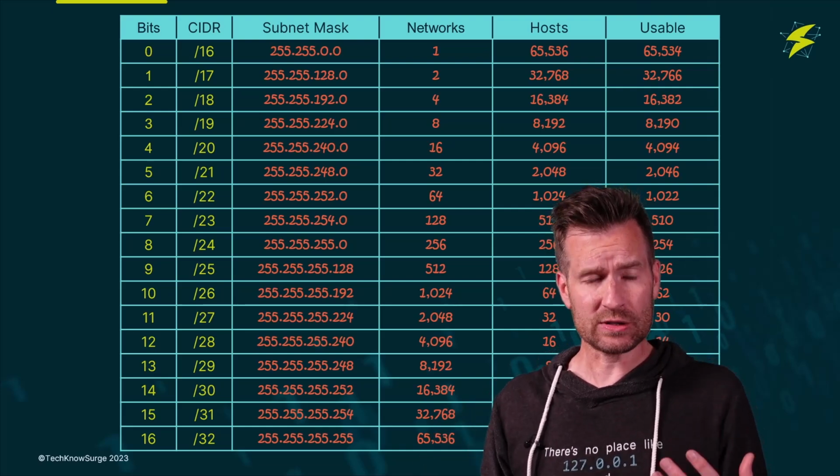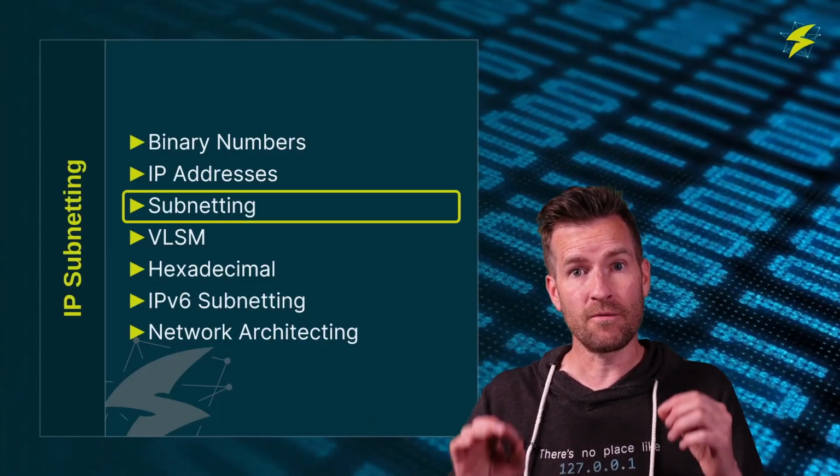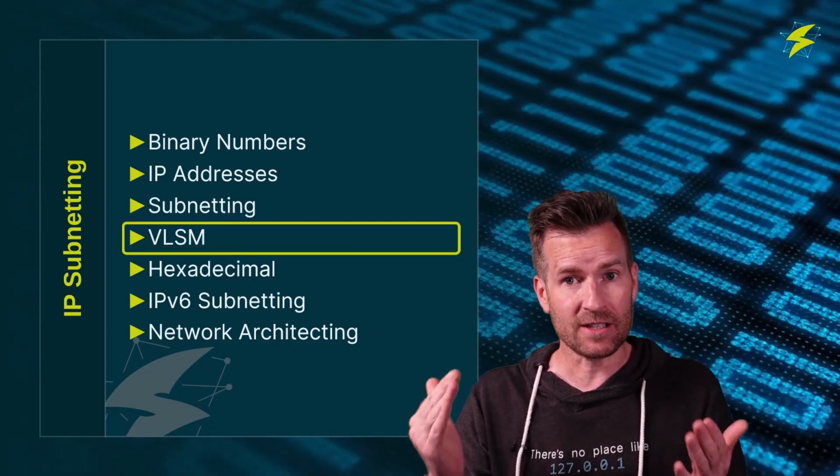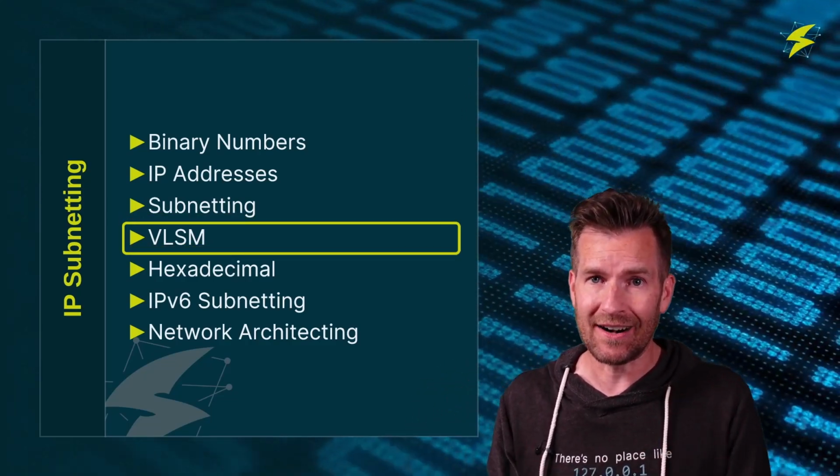We then took those subnetting skills and applied them to variable length subnet masking. How do we vary the length of our subnets to better utilize our address space?